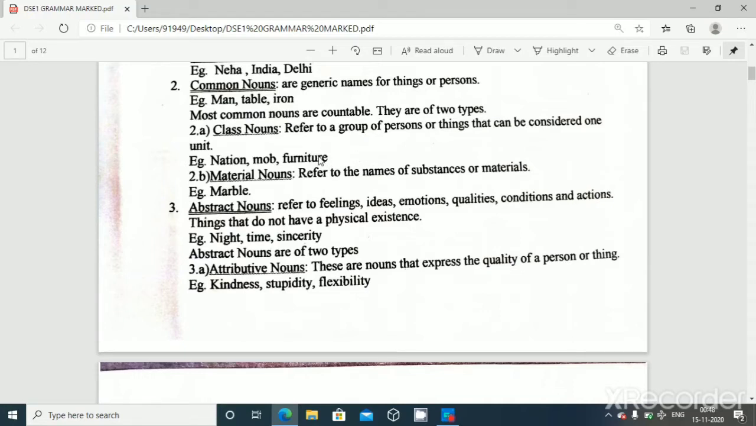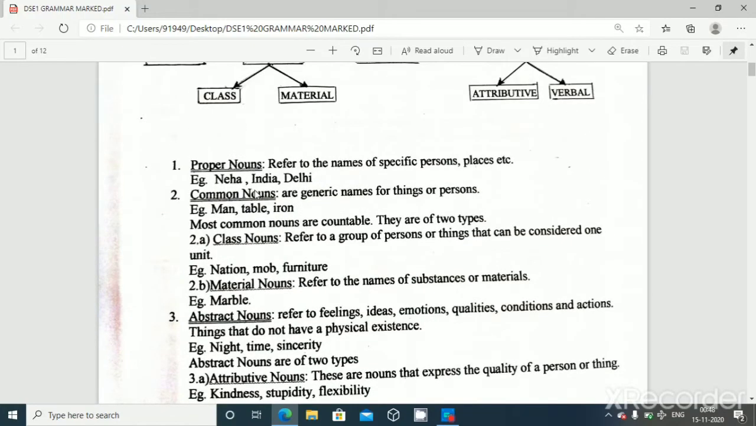And furniture, it's a class. A class, it's a unit, but still inside furniture, we know under furniture you can talk about table, chair, bench, desk. That's very common. It's not very specific as you talk about proper noun, as we talked in the beginning.